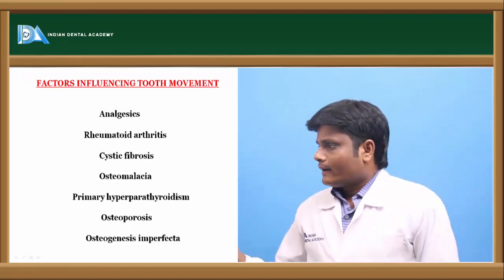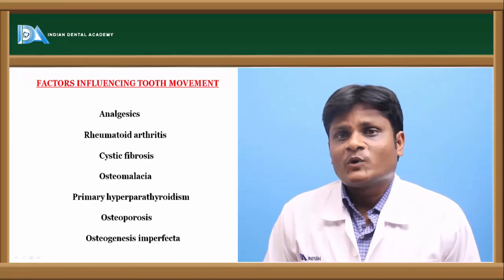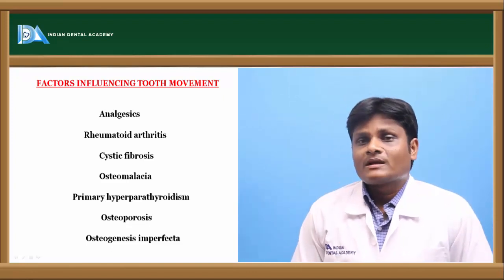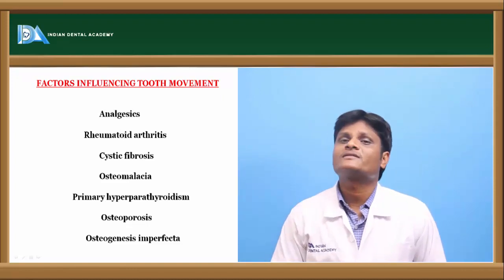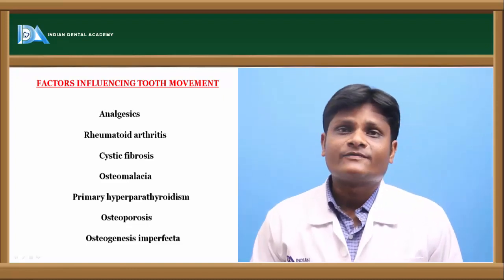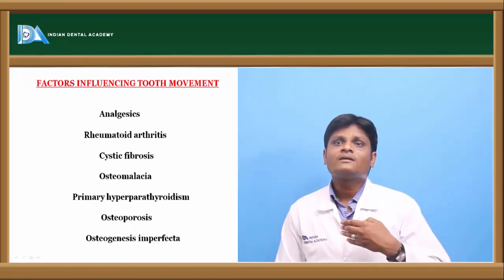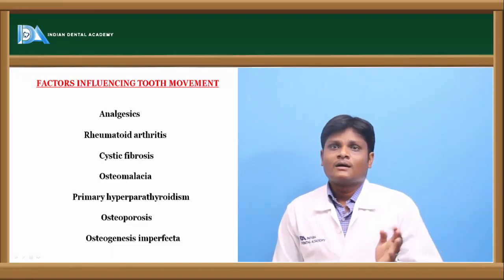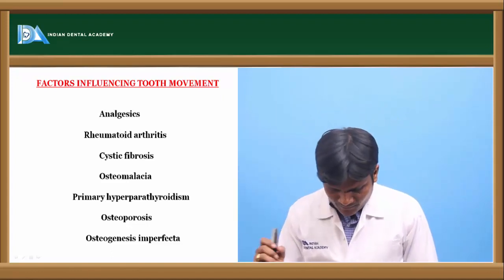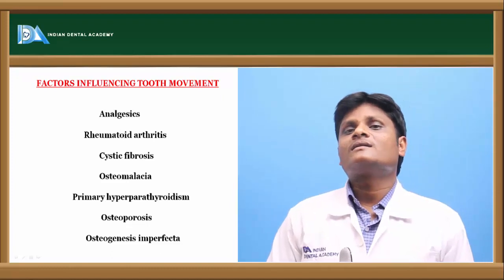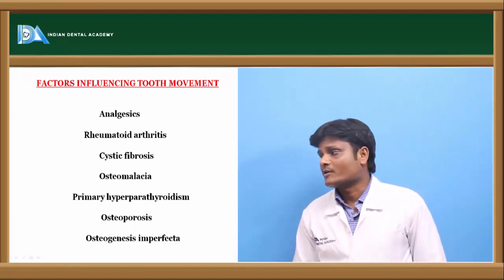Okay. Now, patients with cystic fibrosis have a less calcified bone. That means more of osteoid tissue is formed. Similarly, in patients with osteomalacia also, we have a less calcified bone. That means the resorption process will be easy. So the tooth movement will be faster. Even in primary hyperparathyroidism we can see a faster rate of tooth movement because of increased rate of resorption.